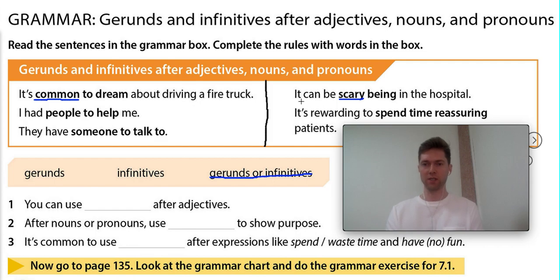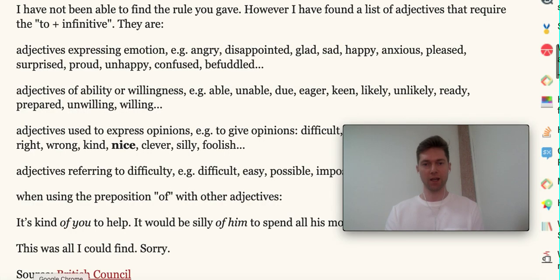Okay? So for example, it can be scary being in the hospital. I can just say, it can be scary to be in the hospital. So I can choose to use gerund or infinitive. However, not every adjective you can choose what to use. And I have a list of adjectives that require the to infinitive.